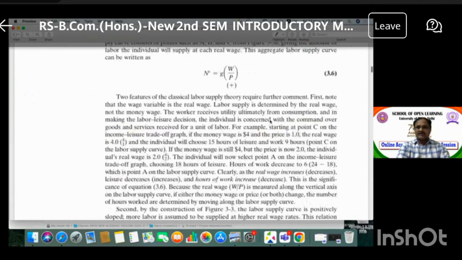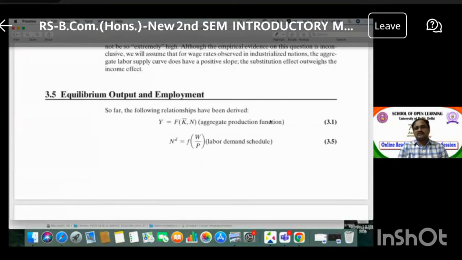So what will I have to explain here? Where there is A, this is the equilibrium of classical theory. Dear students, just note this down. What is the classical theory equilibrium? The classical theory equilibrium is where labor demand and labor supply are equal at a particular point. That is the equilibrium of output and employment.